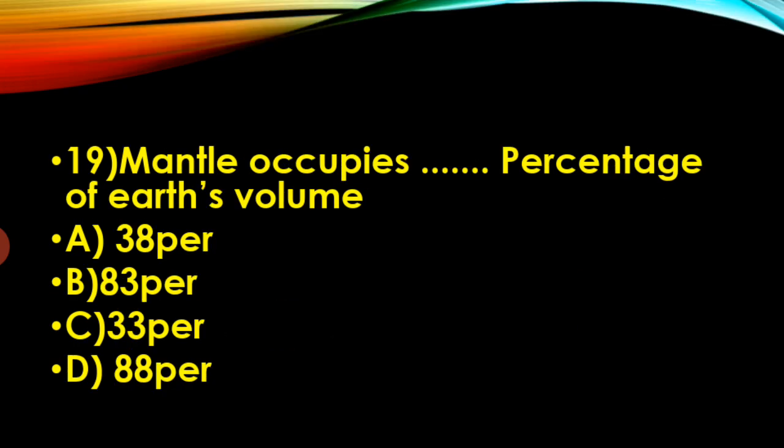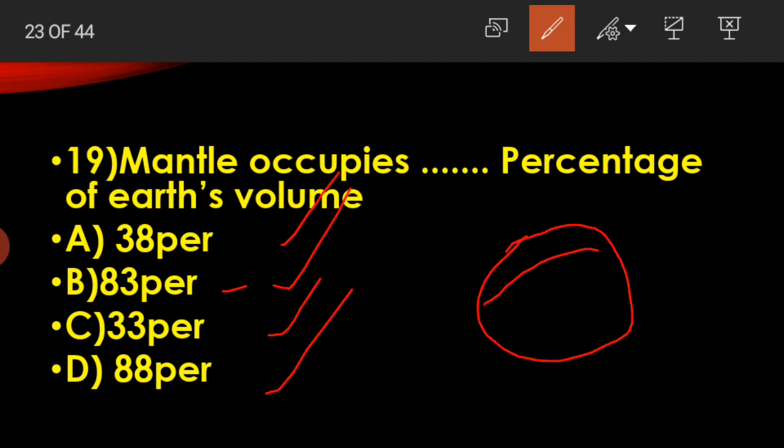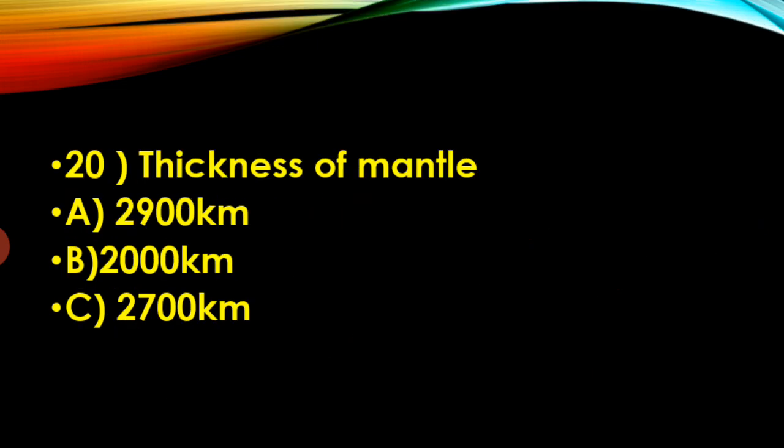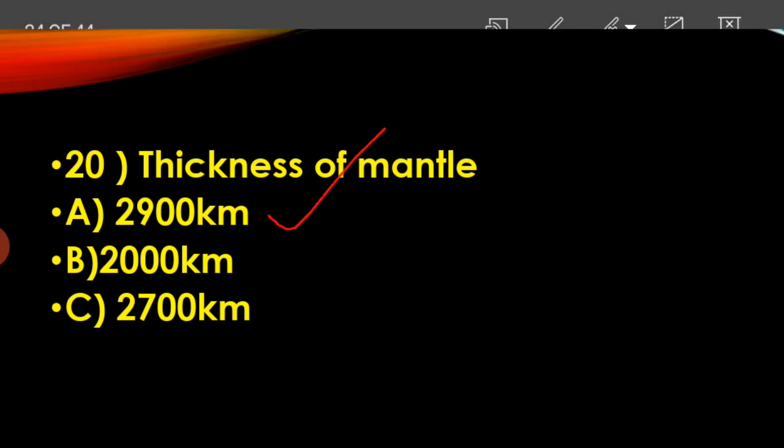Remember, mantle occupies dash percentage of the earth's volume. Option A 38%, option B 83%, option C 33%, option D 88%. Here the correct answer is 83%. Mantle occupies 83% of the earth's volume. Okay, the thickness of the mantle is 2900 kilometers, a basic question. Next question.